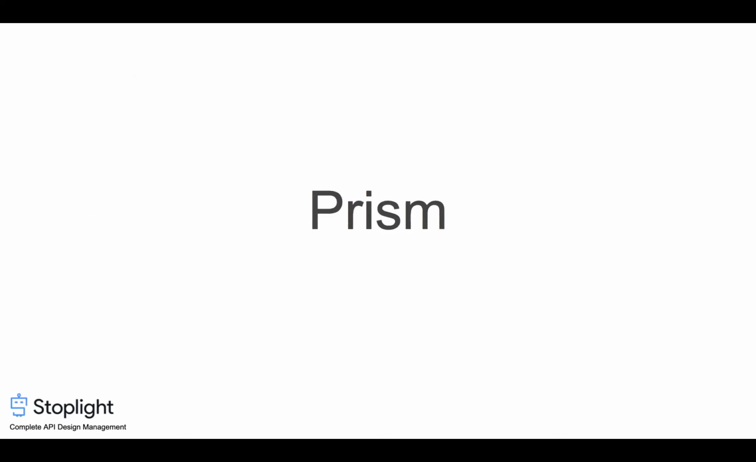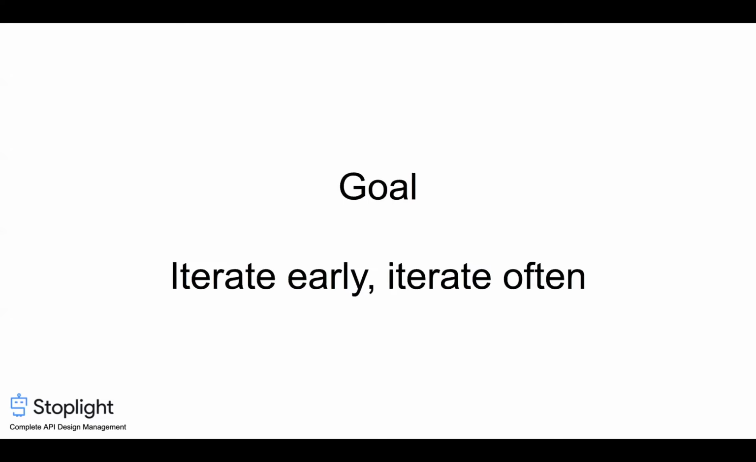All right, so here we are with Prism. Let's start off with what's generally our goals when we're developing, and then we'll get into a little bit about Prism. Generally, we prefer to iterate early and iterate often as part of the development process. It helps us basically be more accurate when we release our code and our products.